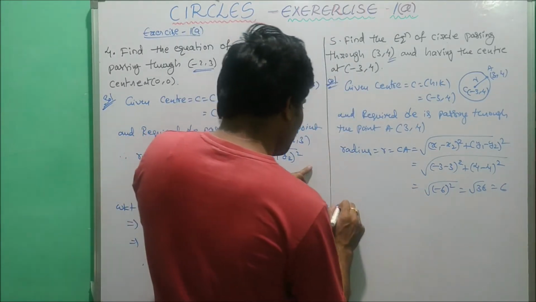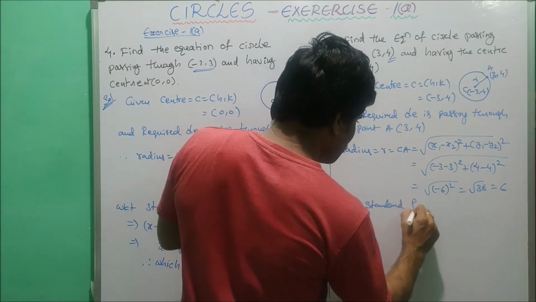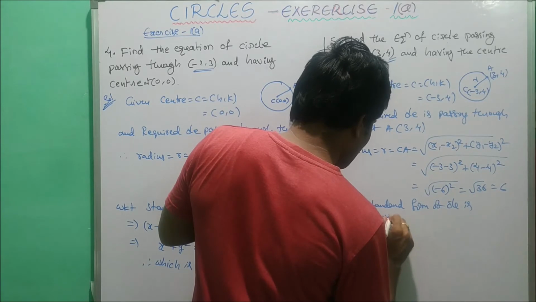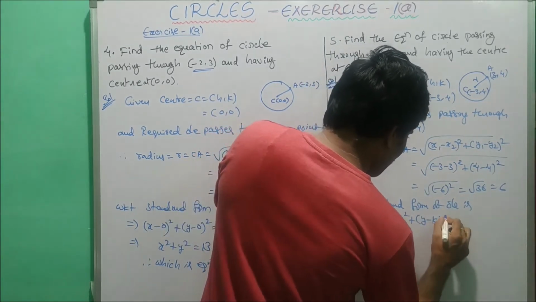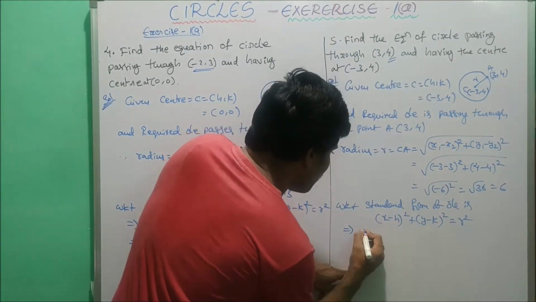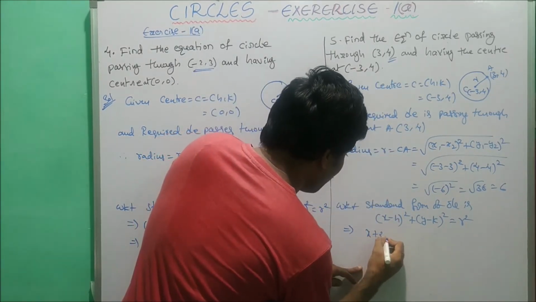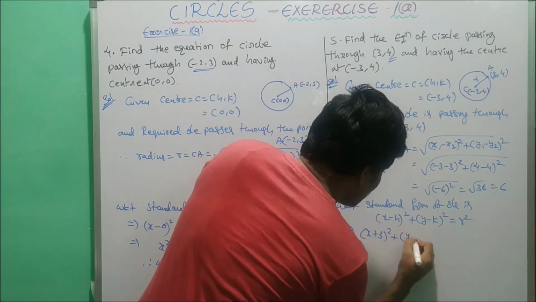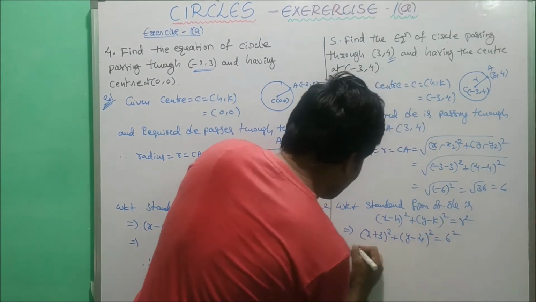This is the radius. We know that the standard form of a circle is (x − h)² + (y − k)² = r². Now we substitute the center and radius in this equation. x − h means −(−3), that is x + 3 whole squared, plus (y − 4) whole squared, where k is 4, equals r², which means 6².